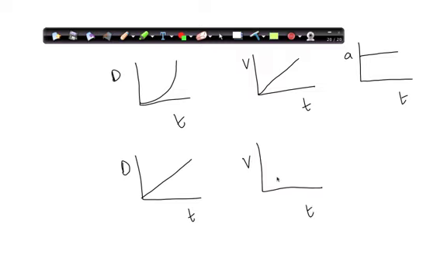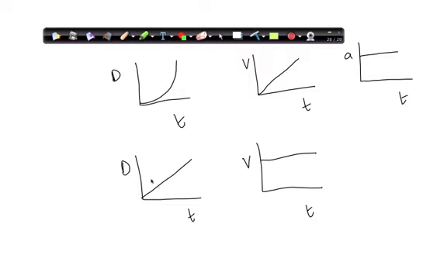Now, if I had a DT graph that looked like this, well, my VT graph would look something like this. So right here, I have a constant velocity. Since I have a constant velocity, my velocity should not be changing. It should be like this. Because it's got a constant velocity, my velocity should be just staying at one level.